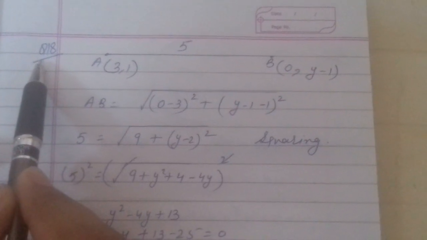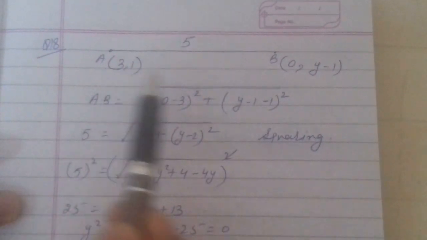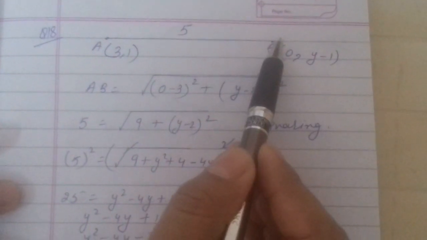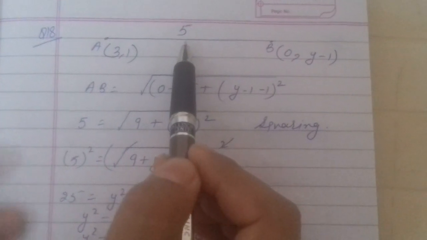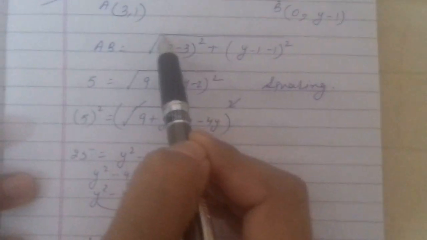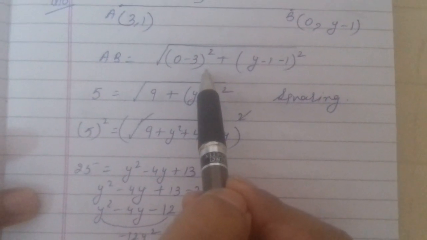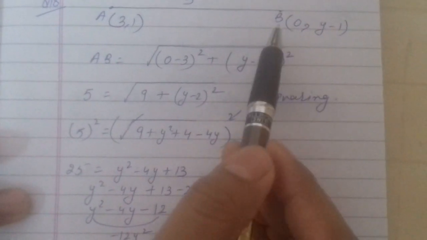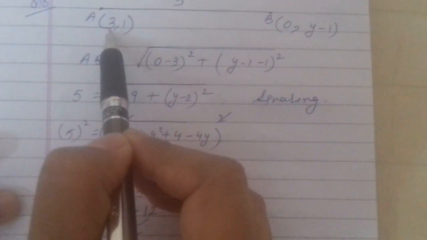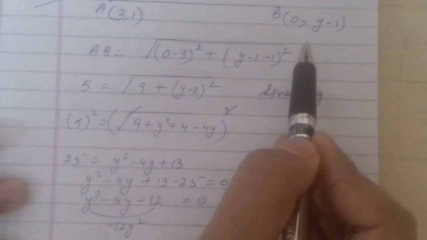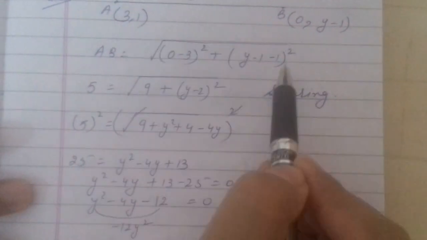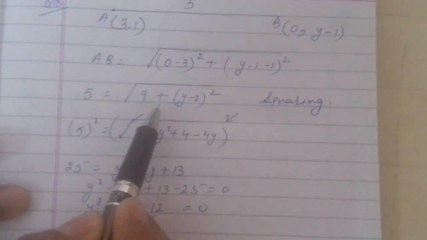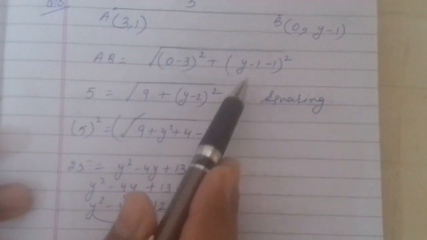Question number 18, children. A point A is given with coordinates, B point is given with coordinates, and it is given AB is 5. I think you all are able to solve the question. Even then, let us discuss. AB is equal to under root. See children, I did not mention the formula here, but for you it is compulsory to write the formula in all the questions. So, x2 minus x1, meaning (0 minus 3) whole square. y2 is what? (y minus 1) minus 1, whole square. 5 is equal to, when you square it, will become 9 plus (y minus 2) whole square.